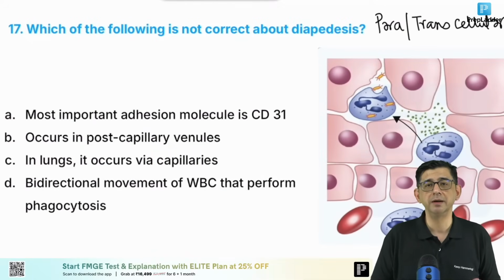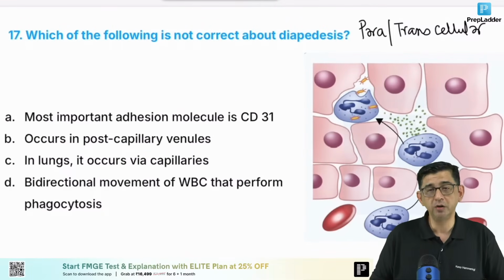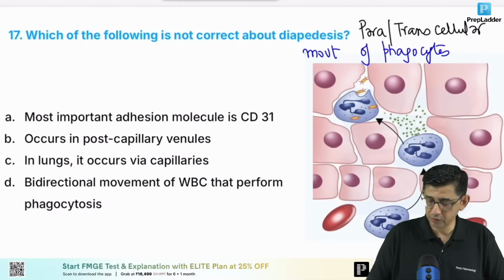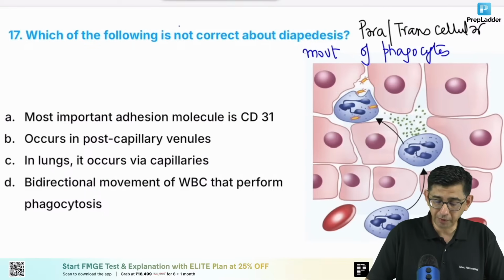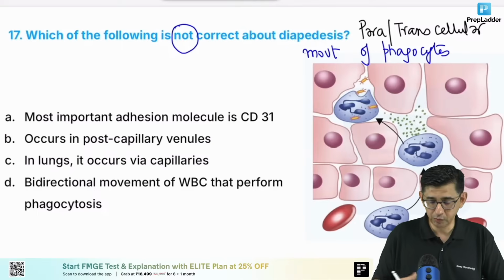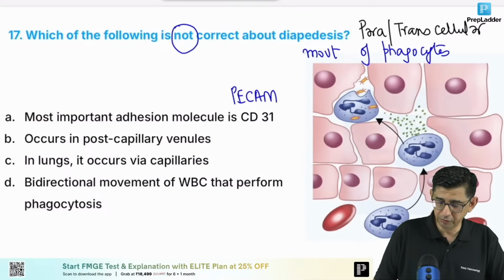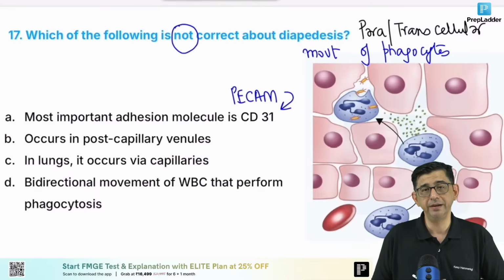Let's move on to paracellular or transcellular movement of phagocytes. You see, the phagocytes have to go and they have to kill the bad guys. So the process is what is called diapedesis. Now the question is a "not" based question on the process of diapedesis. Like he says, what is not going to be happening? So you need integrins here, because the cells have to go and bind first to the cells and then subsequently migrate in a transcellular fashion. So PECAM is the one which is involved here, the cell adhesion molecule, which is also referred to as CD31. It occurs in post-capillary venules, and in lungs it happens in the capillaries.